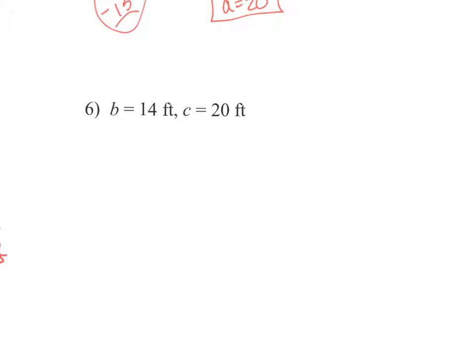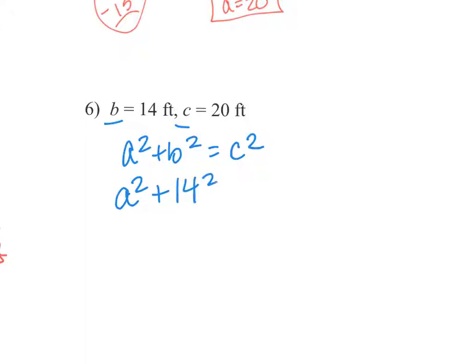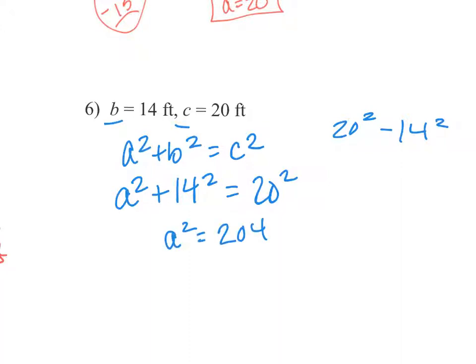Okay, last one. They gave us the side for B and they gave us our hypotenuse. So A squared plus B squared equals C squared. I don't know A, that's what I'm looking for. B is 14 and C is 20. So I'm just going to take, in the calculator, I'm going to type in 20 squared minus 14 squared. And that gives me 204. And then I'm going to say the square root of 204. And that's about 14.3.